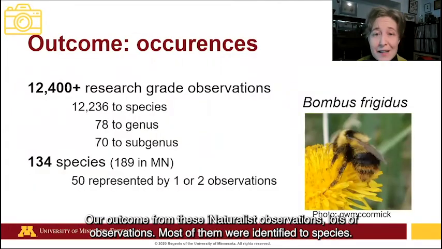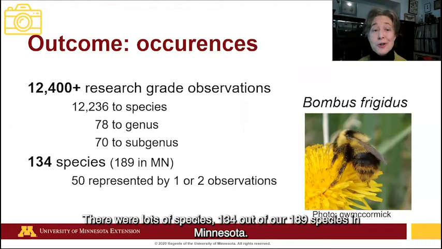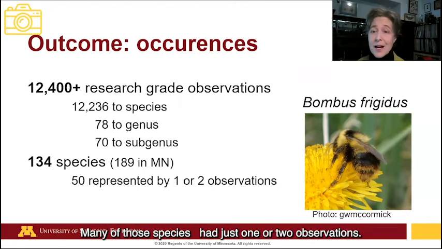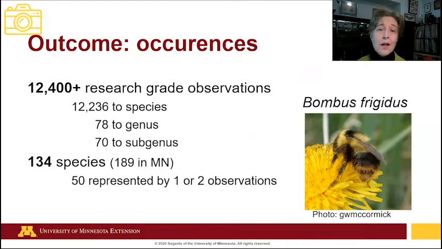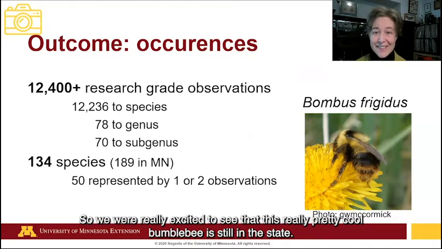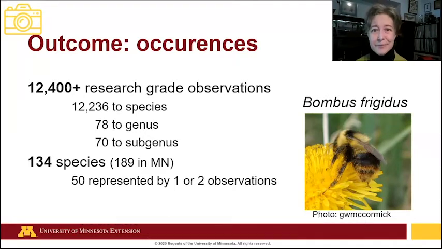Our outcome from these iNaturalist observations: lots of observations, most of them were identified to species. There were lots of species, 134 out of our 189 species in Minnesota. Many of those species had just 1 or 2 observations. An exciting find was Bombus frigidus, which had not been documented to occur in Minnesota since 1939. So we were really excited to see that this really pretty cool bumblebee is still in the state.